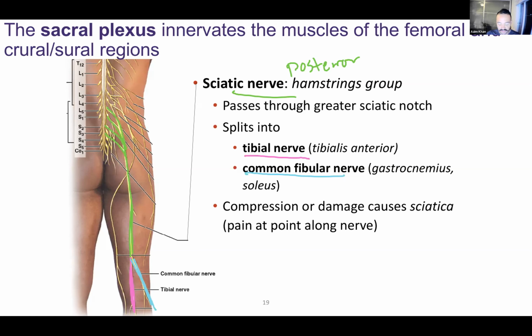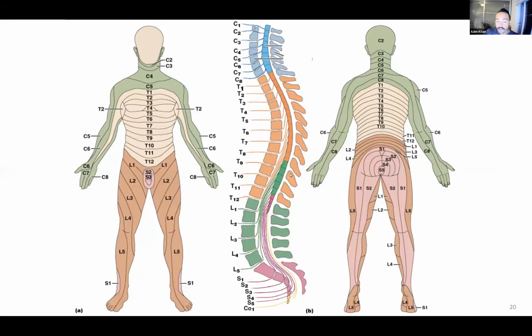There are three-ish nerves here. It's really one nerve that splits into two. The sciatic nerve, tibial nerve, and common fibular nerve are ones that I'd like you to know. This map will be important to know for the upcoming quiz, the one that this chapter is included on. You will be provided it. So knowing how to read this is more important than memorizing it.